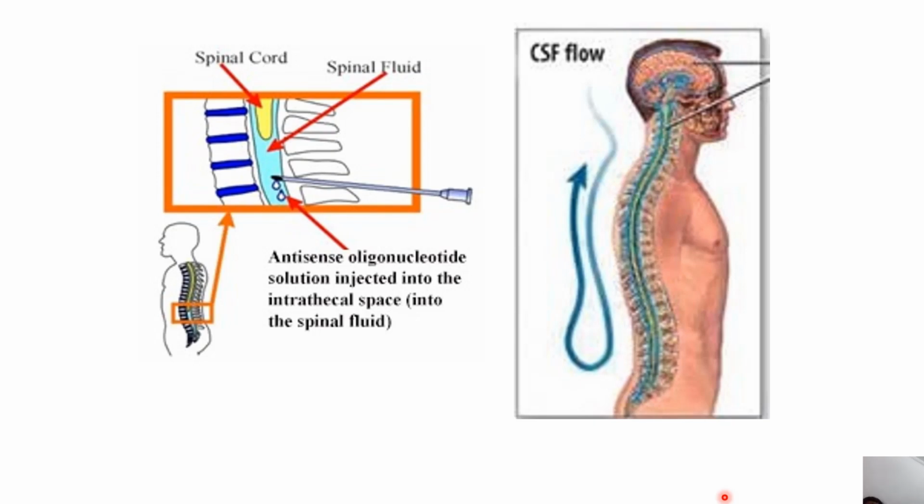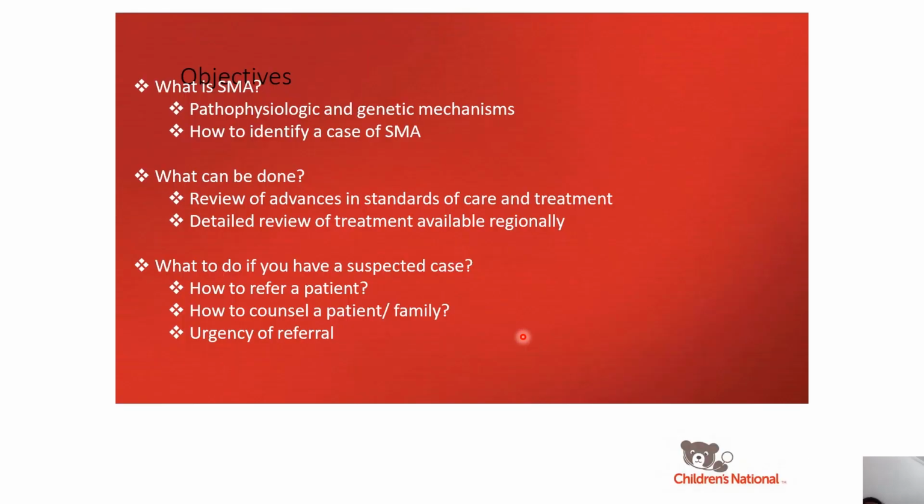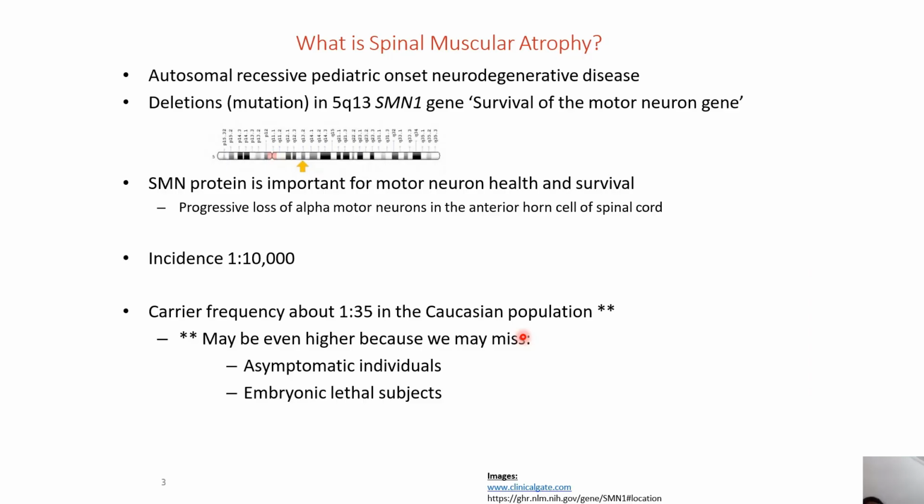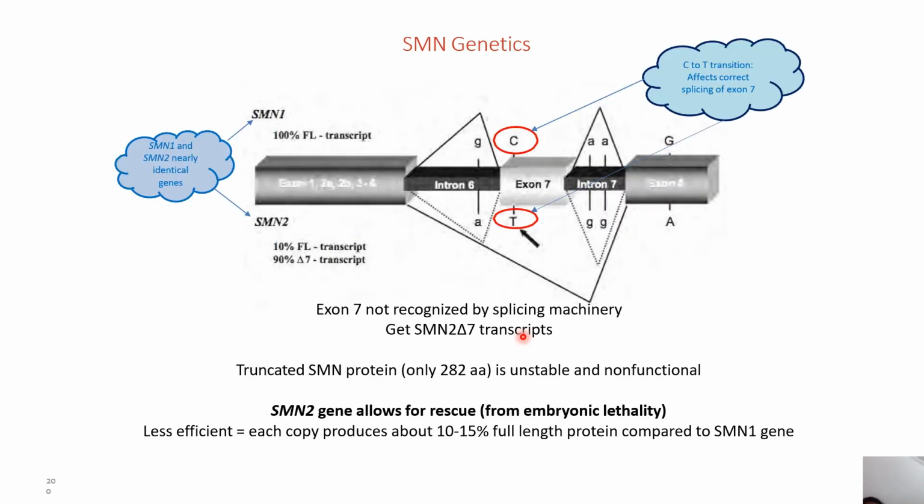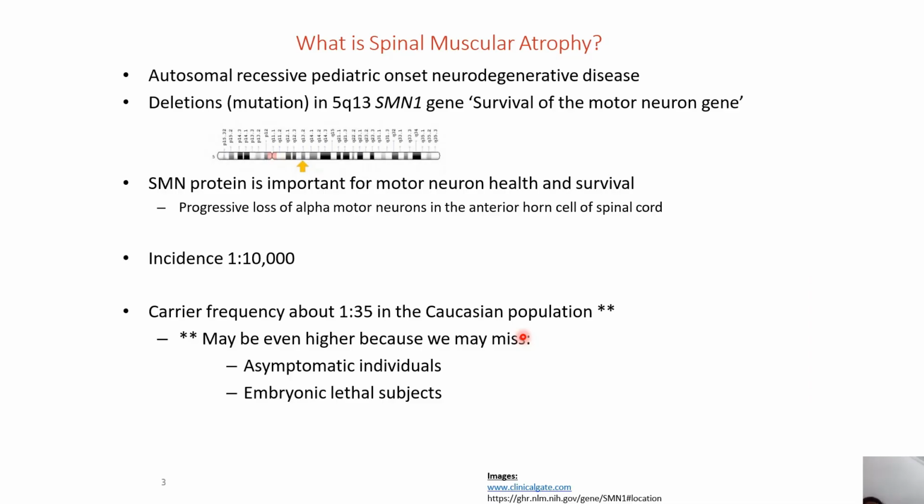Okay, so we have an autosomal recessive pediatric neurodegenerative disorder, with deletions in the SMN1 gene, the survival of motor neuron gene. It's important for motor neuron health and survival, and there is progressive loss of alpha motor neurons in the anterior horn cell of the spinal cord.